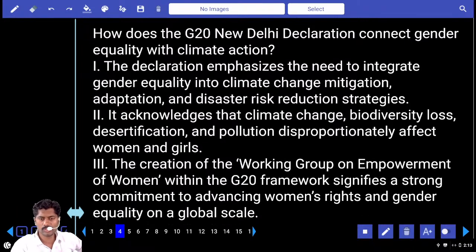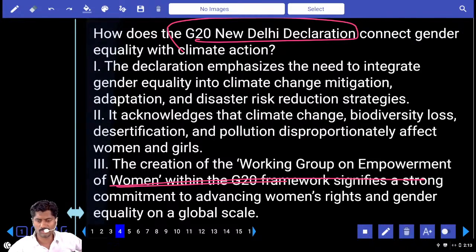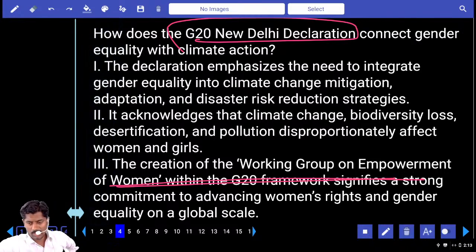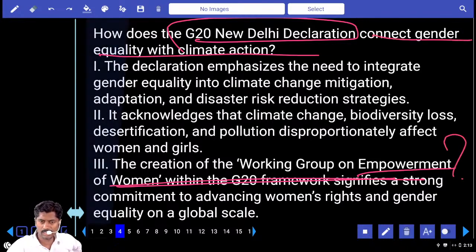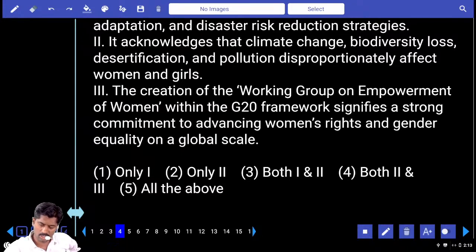Now this one same. This one same. Now he is talking about empowerment here and gender equality and climate action. Rather than 5, go with 3 only, 1 and 2.